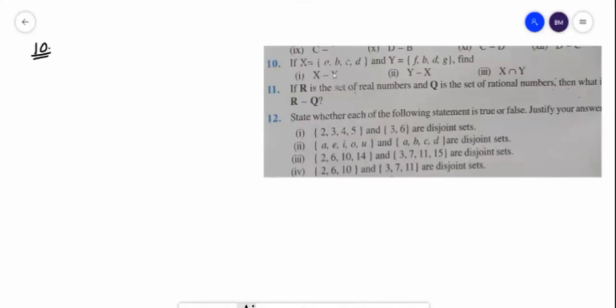Number 10, sets X and Y are given. We have to find X minus Y, Y minus X and X intersection Y. So, 1, X minus Y: the common elements of X and Y we omit from X. That will be equal to B and D, the common part, which we remove from X. So that will be the set with elements A and C.